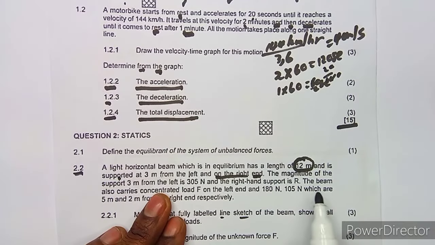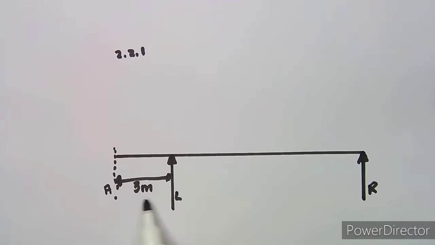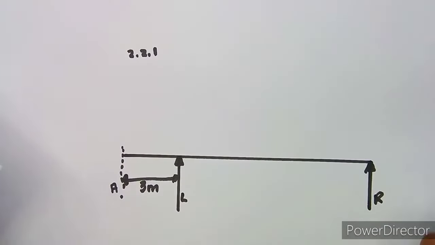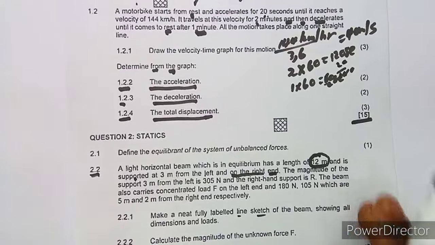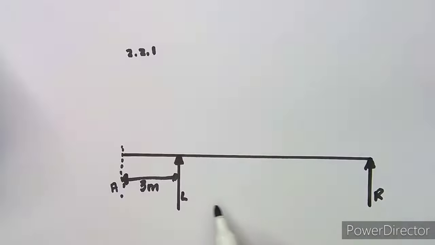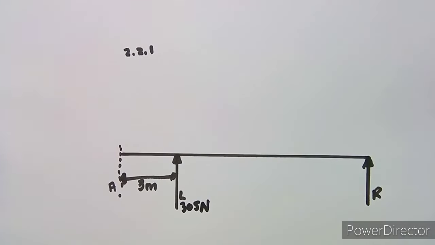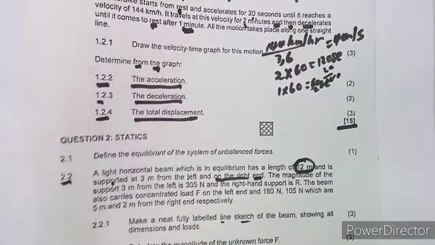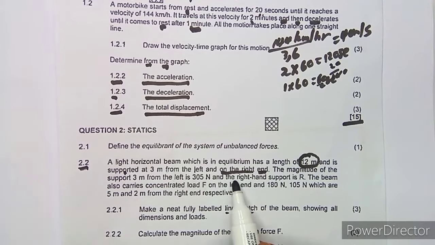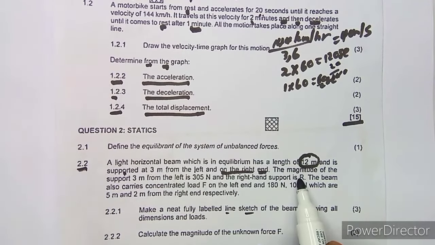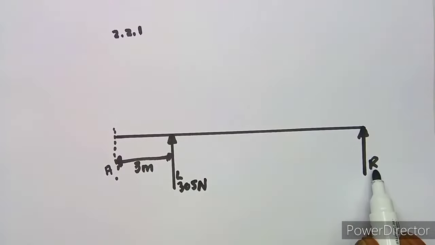That support, which is 3 meters from the left, which is this one, because remember we talked about this one, we are given that its magnitude is 305 Newton. So this one has 305 Newton. And the right end support is R, so for the right end they told us to name it R like that.